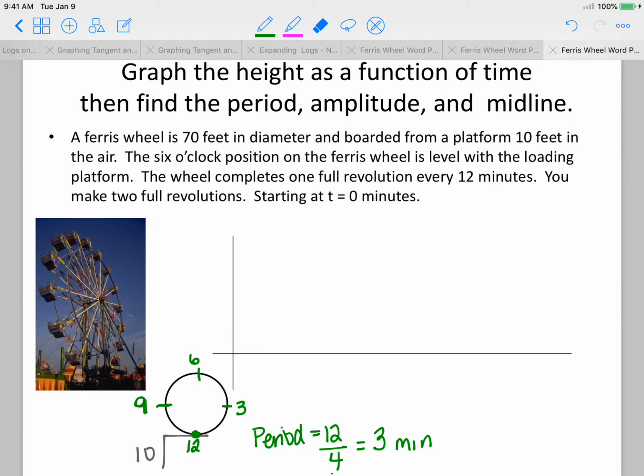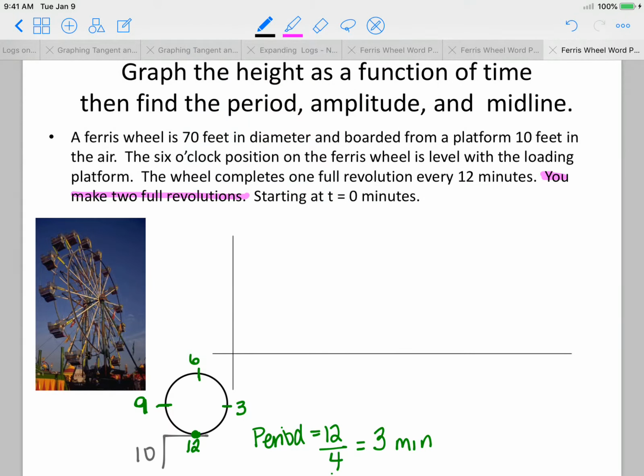Okay, the only thing different here is that it says you're making 2 full revolutions around. So what that's saying is you're riding it twice. So if it takes 12 minutes to go around one time, how long are you on the ride for? Hopefully you're saying 24 minutes, because that would be correct.